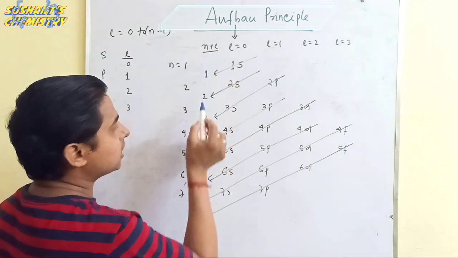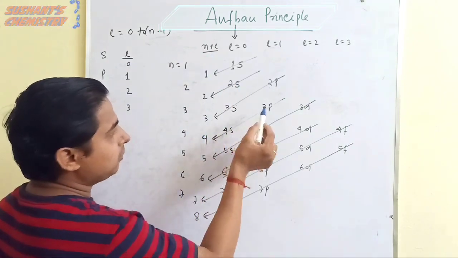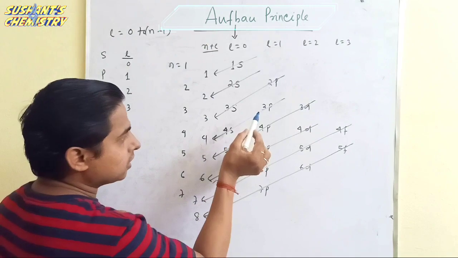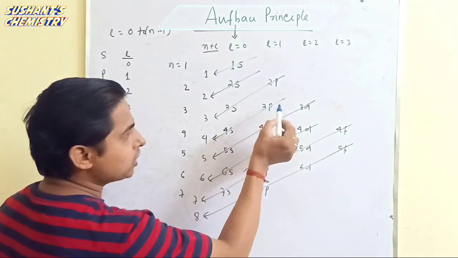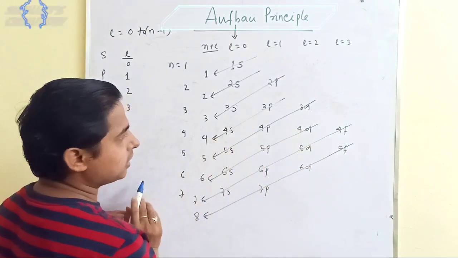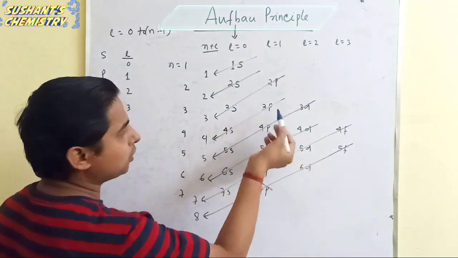Similarly, for 3p and 4s, the value of n plus l is equal to 4. Between 3p and 4s, the subshell with the lowest value of n, that is 3p, has lower energy than the 4s orbital, and electrons fill 3p before 4s.